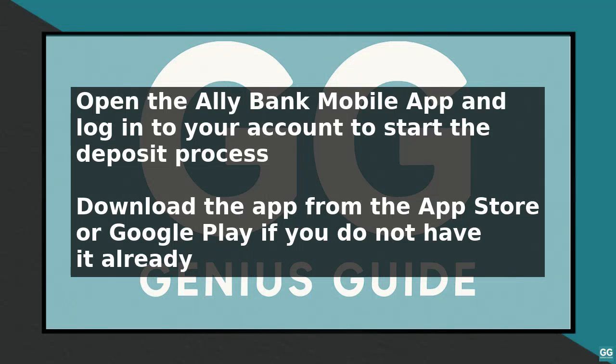To deposit a check with Ally Bank mobile app, start by opening the app and logging into your account. If you do not have the app, you can download it from the App Store or Google Play. Once you are logged in, tap the menu icon and select Deposit Checks. This will take you to the mobile deposit page where you can begin the deposit process.